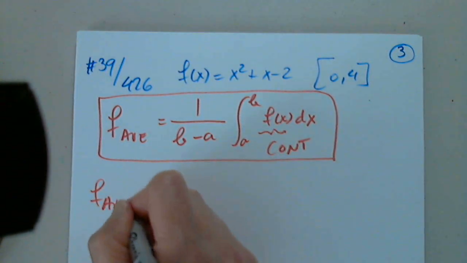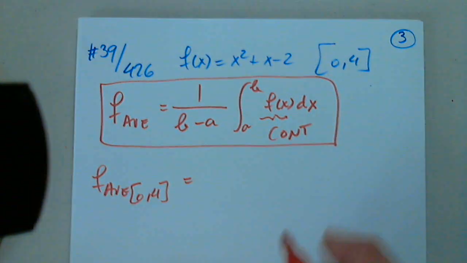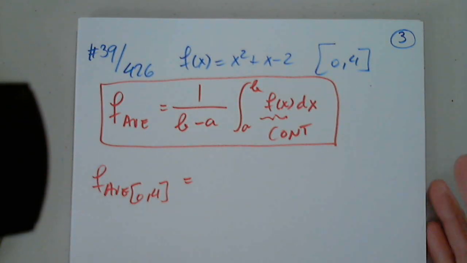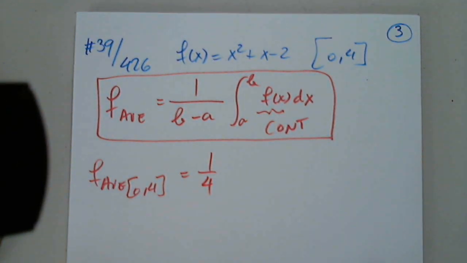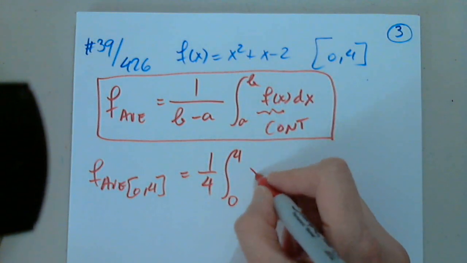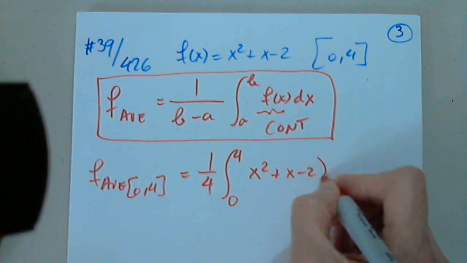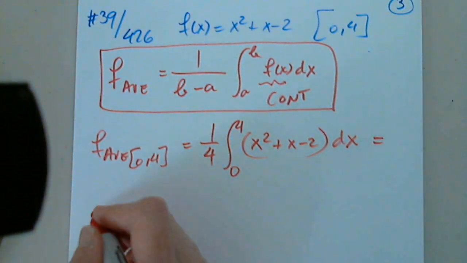So then we have to write f average. I like to write it on 0, 4 so I know exactly what I did. Can anyone dictate what to write? Don't calculate anything. Just say you have to write this and I'll write it. Is it going to be 1 over 4 and then the integral from 0 to 4 of f of this function dx? Perfect. Good. That's all there is to it.